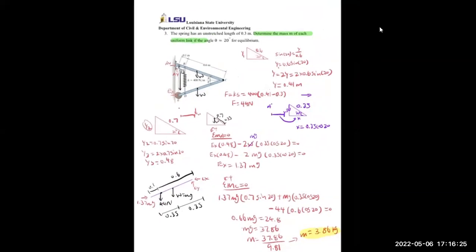All right, guys. So that's all for problem number 3. These 3 problems that I went over will be the type of problem that you put on the final exam. The next 5 problems will be multiple choice.